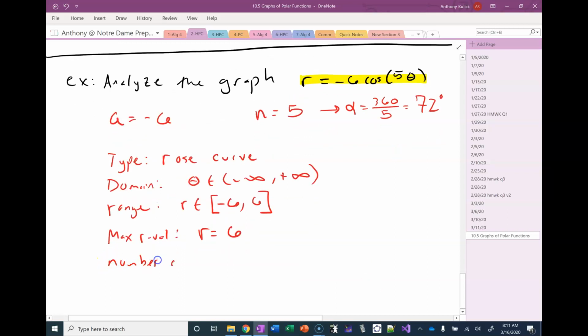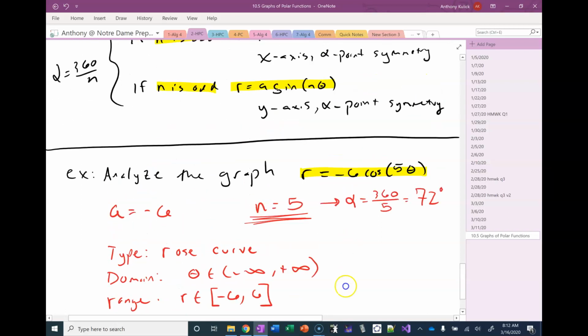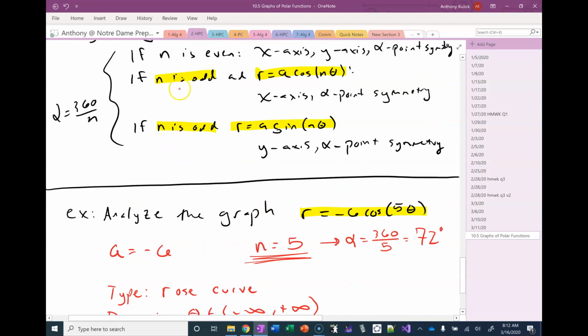The number of petals, and we'll see what we mean by petals in just a second when we graph this on our calculator, is just n. And then our symmetry. Notice that n is odd. So if I go back above, if n is odd, and we're in the form a times cosine n theta, which is what we have, we're going to write x-axis symmetry and 72-degree point symmetry.